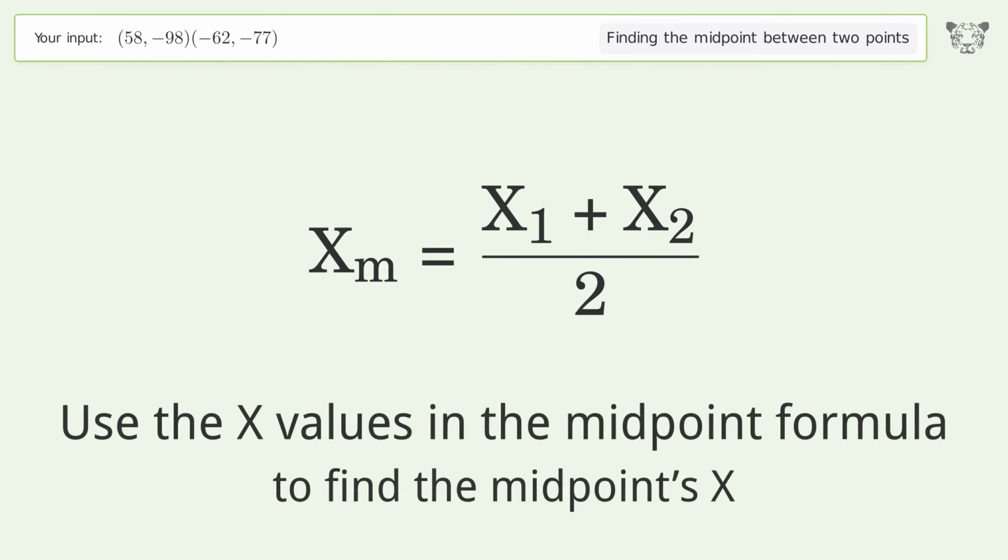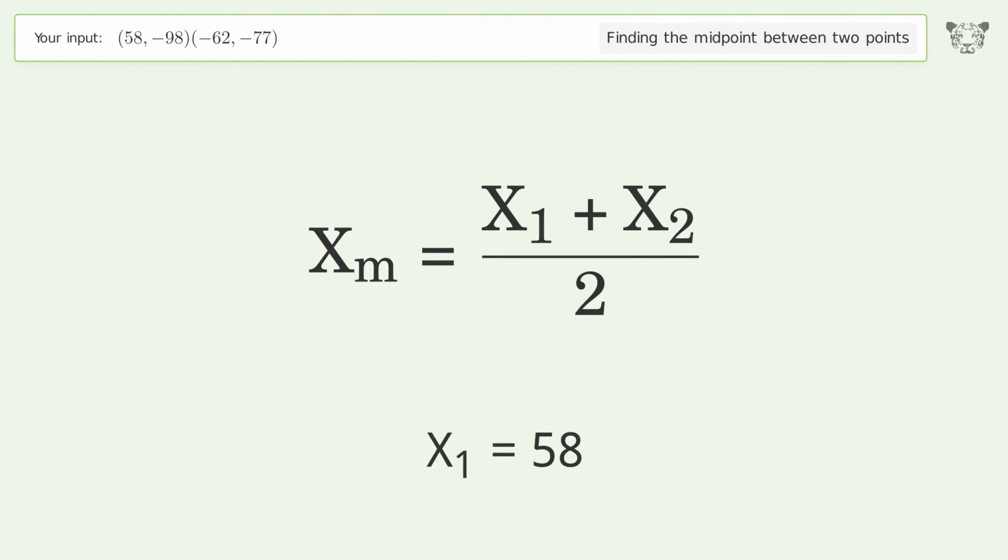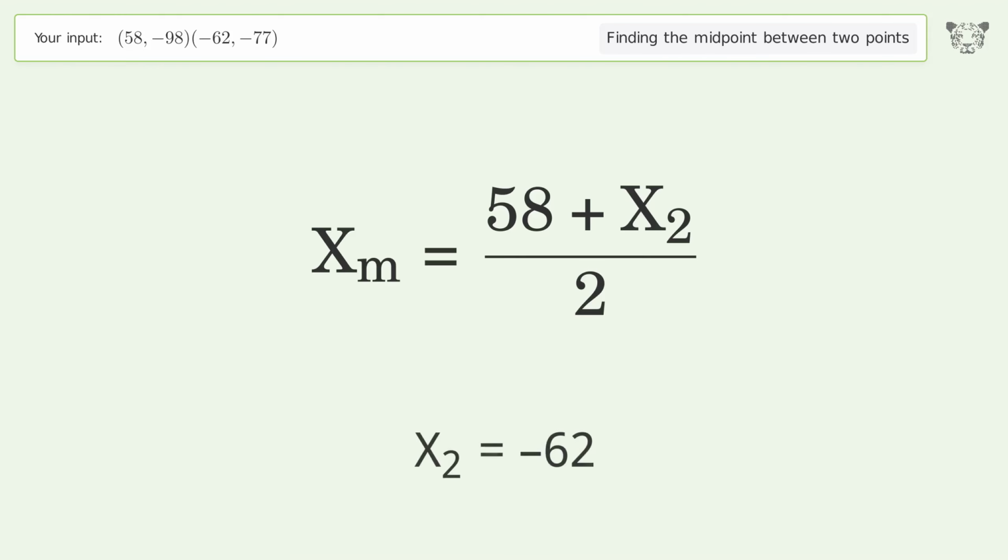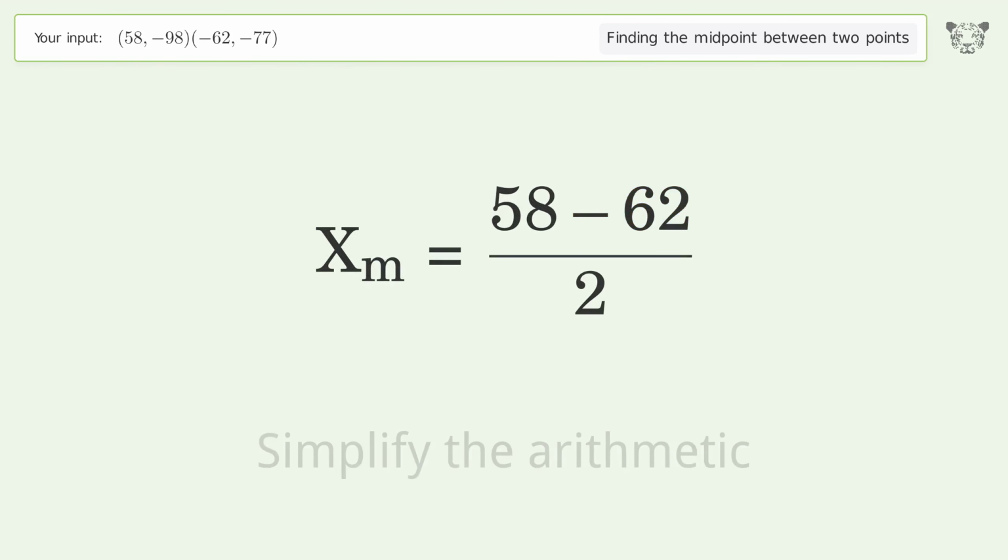Use the x values in the midpoint formula to find the midpoint's x. x1 equals 58. x2 equals -62. Simplify the arithmetic.